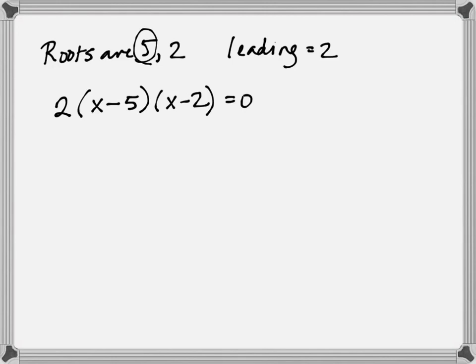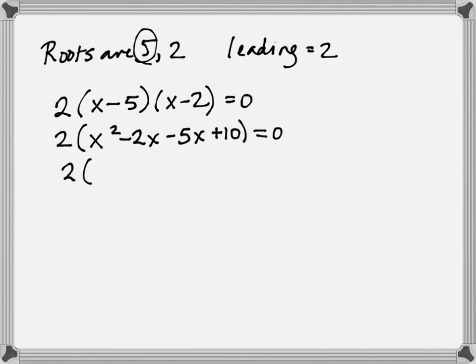Okay? So first is x times x, which is x squared. Outer is x times negative 2 for negative 2x. Inner, negative 5 times x, which is negative 5x. And last is negative 5 times negative 5, which is positive 10. Okay, you'll recognize that we've seen this before today. x squared minus 7x plus 10. We did it twice, right? The other direction. We didn't have a leading coefficient of 2 last time, though, so we'll distribute our 2 through, and I'll have 2x squared minus 14x plus 20 equals 0.